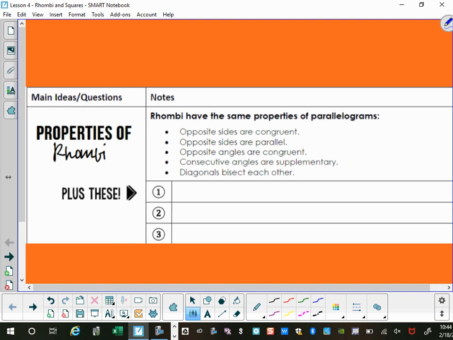Alright, so today we're going to talk about rhombi and squares. It says rhombi because that is the plural of the word rhombus. You guys remember in elementary school doing rhombus? With the slanted square basically. Looks like a parallelogram, looks like a slanted rectangle.